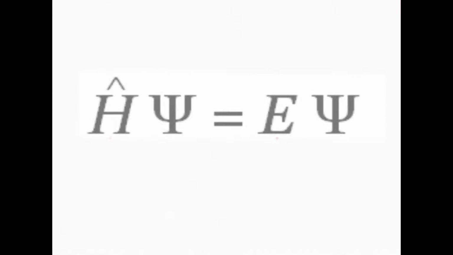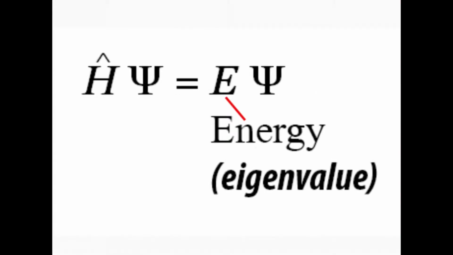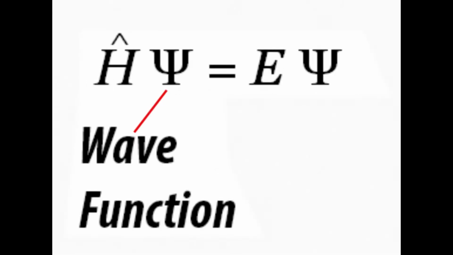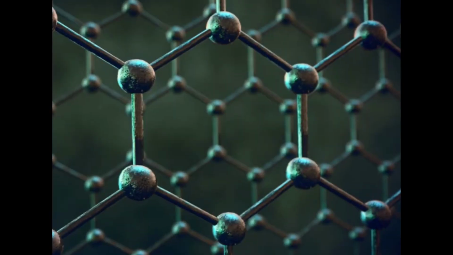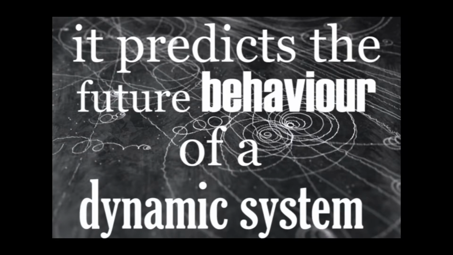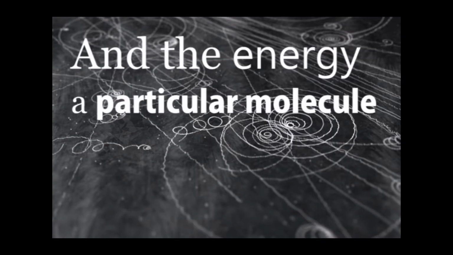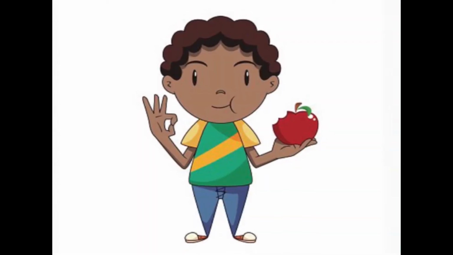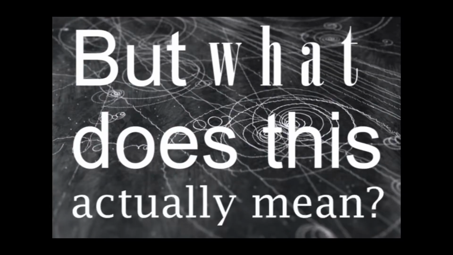The Schrödinger's equation is used to find the energy levels in a mechanical system, and the wave function gives the probability of finding the particle, meaning it predicts the future behavior of a dynamic system and the energy a particular molecule may possess, similar to the apple. But what does this actually mean?